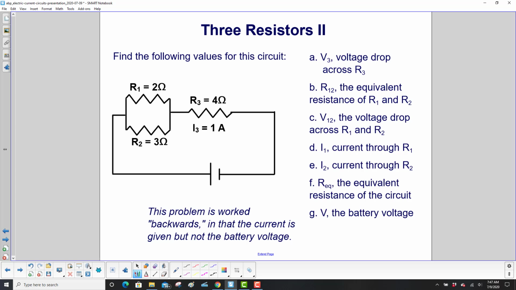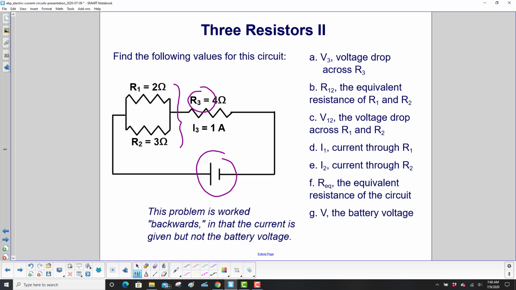3 resistors, R1 is 2 ohms. Find the following values for this circuit. The voltage drop across R3, R12, the equivalent resistance of resistors 1 and 2, the voltage drop across R1 and R2, the current through R1, current through R2, then the equivalent resistance of the circuit, and finally the battery voltage.